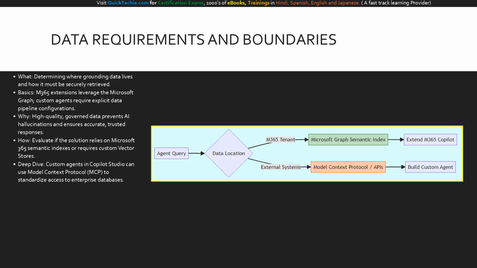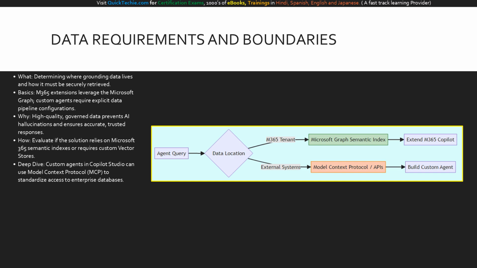Our next evaluation step focuses on data requirements and boundaries. What we are doing here is determining exactly where your grounding data resides and how the AI will access it. For the basics, remember that M365 Copilot extensions naturally leverage the Microsoft Graph. Custom agents, however, require you to build explicit data connections and retrieval pipelines.